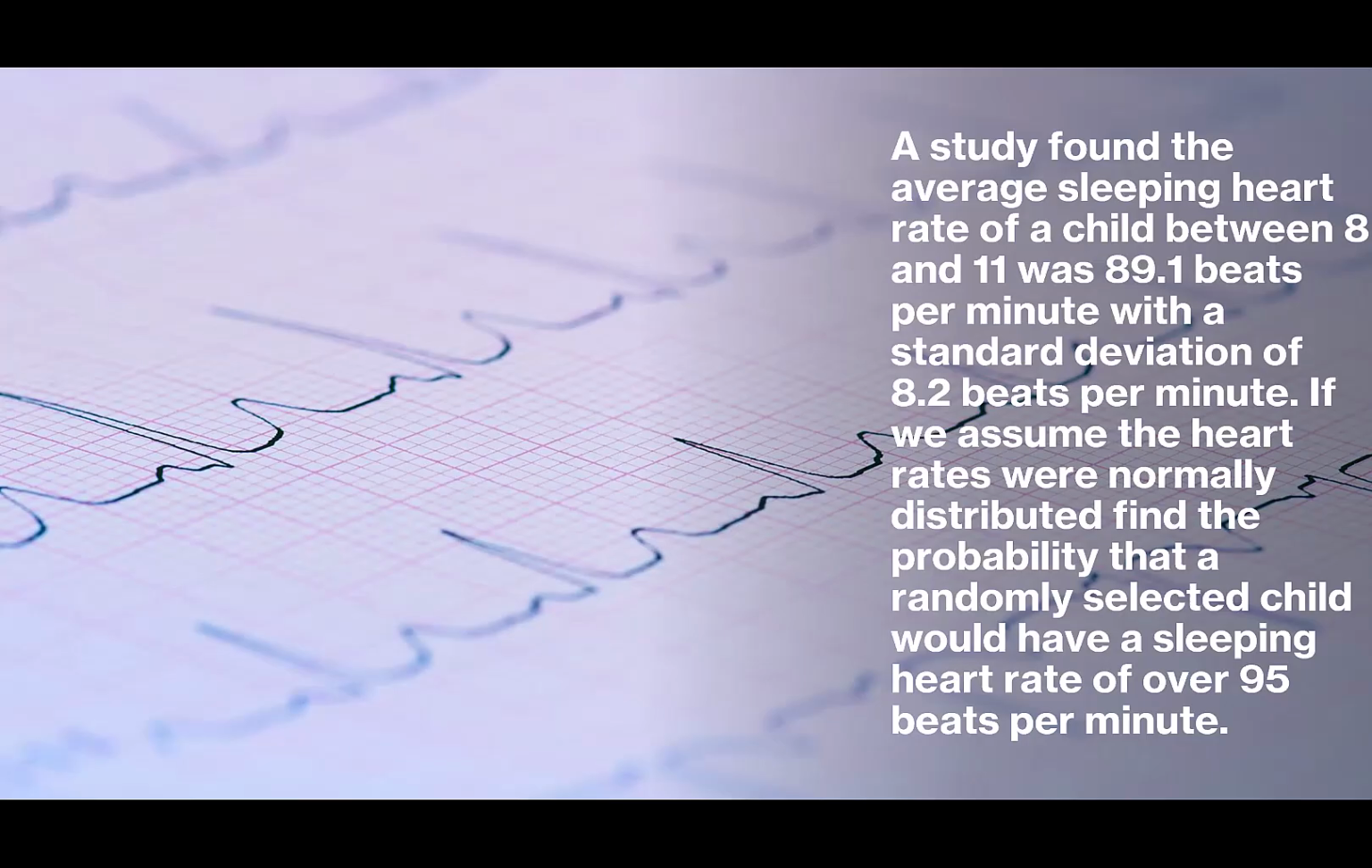Our second example says a study found the average sleeping heart rate of a child between 8 and 11 was 89.1 beats per minute with a standard deviation of 8.2 beats per minute. If we assume the heart rates were normally distributed, find the probability that a randomly selected child would have a sleeping heart rate over 95 beats per minute.